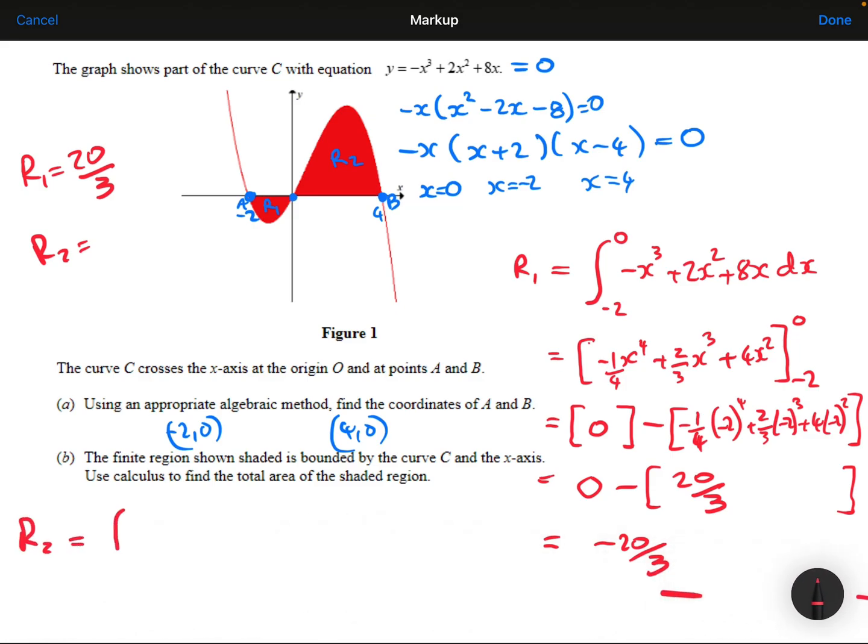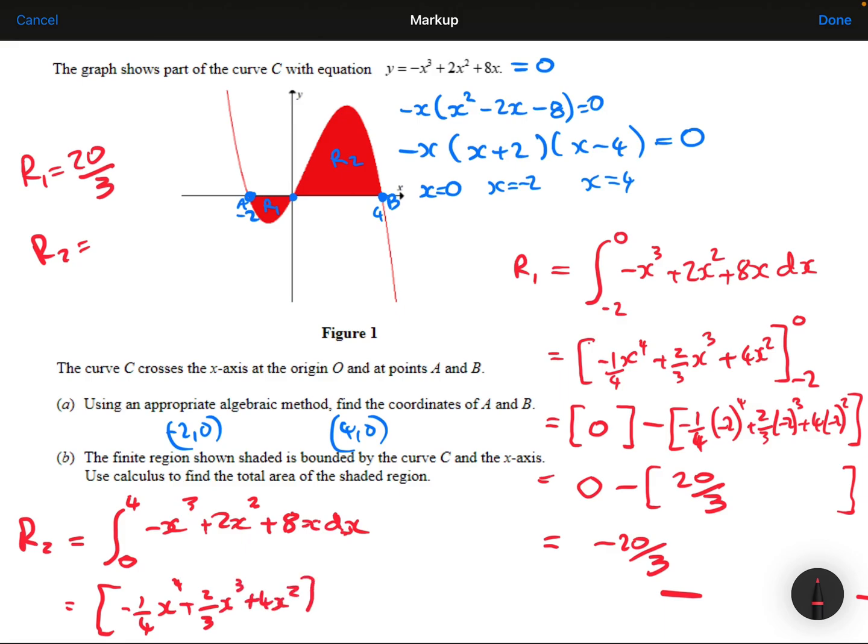Well, R2 is going to be the integral. The lower limit now is 0, the upper limit is 4. Same equation, it's still bounded by the same curve. So when we integrate, we'll get the same answer: the minus 1/4 x to the power 4, the 2/3 x cubed, the 4x squared. The upper limit is 4, the lower limit is 0.